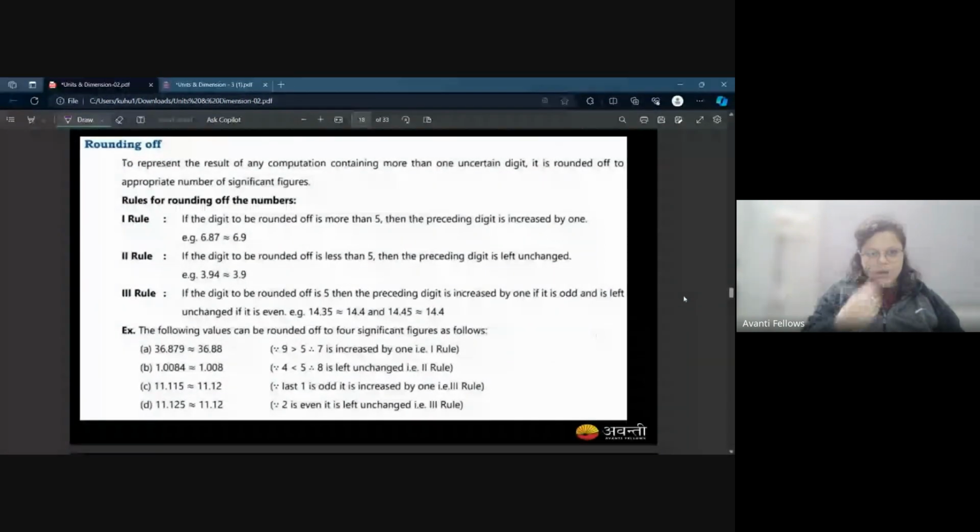So in rounding off, we have the very simple thing. We'll just go by the rules only. Okay? It's very easy actually to understand.